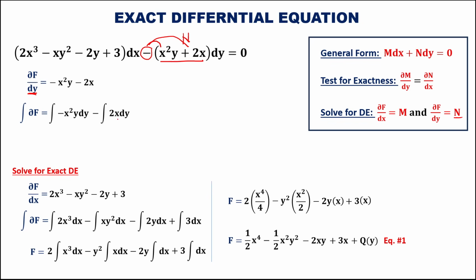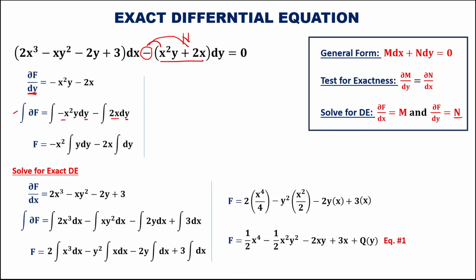Then for this, since dy, therefore y is the variable and the other variable, x, becomes a constant. So we need to put all the constants outside, and this integral of partial f, this one is equal to f. And negative x squared is a constant. So put negative x squared outside. Then this positive 2x, this one is a constant because the variable is y. So put negative 2x outside.